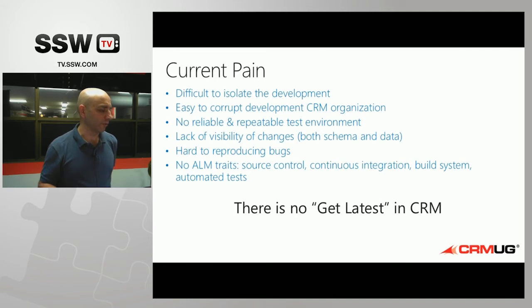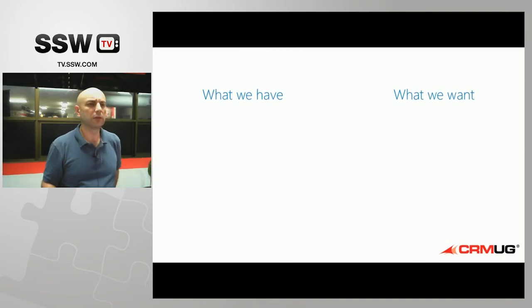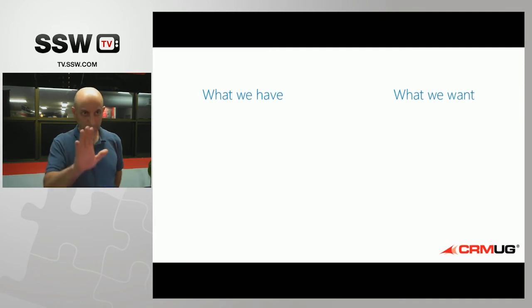There are no ALM traits. Basically, there is no source control from what you've seen. It's a zip file, the solution, components. There could be a code component, like plugins or workflow extensions would have code, C# or VB.NET. But there's no build system, there's no automation, so it's hard out of the box. So how do people collaborate to work on it? That's exactly what we're coming to.